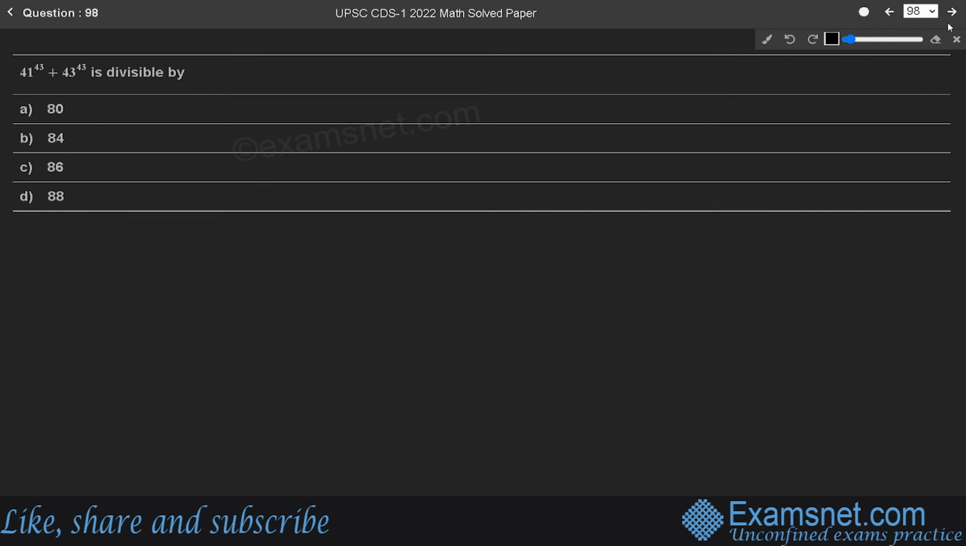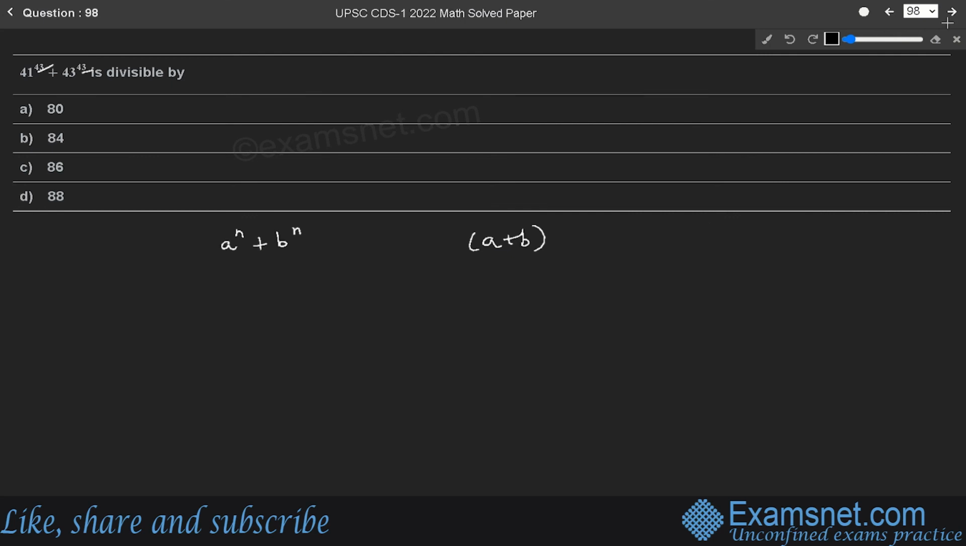Next question is, 41 to the power 43 plus 43 to the power 43 is divisible by. See, this is a very different question. You can see that the question consists of terms in which a number is raised to a power. So there is a shortcut trick, and the trick is if the number is in the form a to the power n plus b to the power n, and if n is an odd number, then the number must be divisible by a plus b. You can see that n is odd here, n is 43.